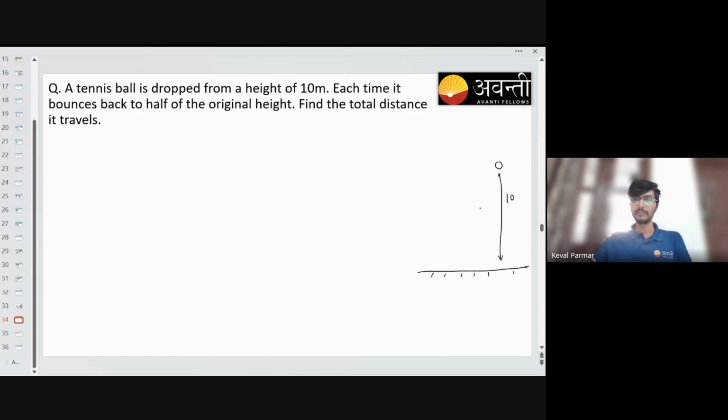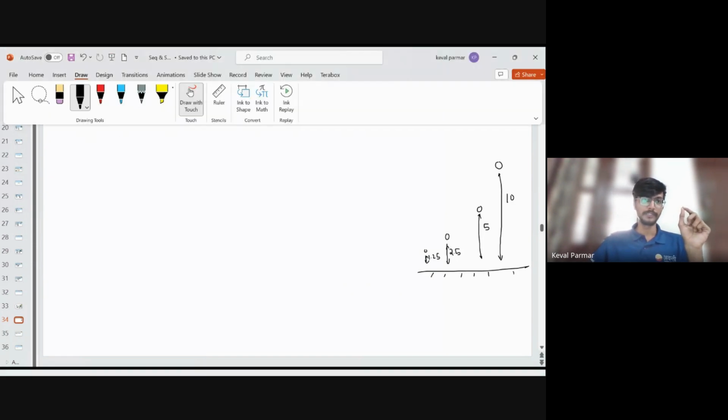After bouncing, the ball will again bounce to half the length. That means 5 meters. Again, it will go half the length. That means 2.5 meters. Again, it will go half the length. That means 1.25 meters.